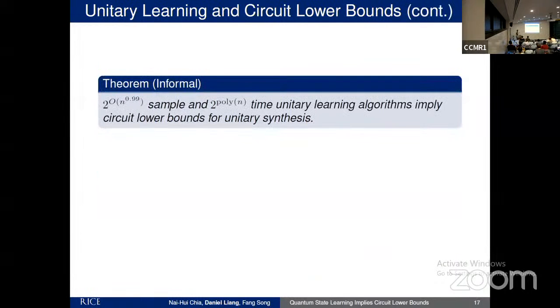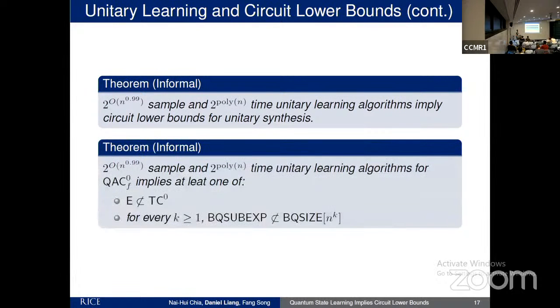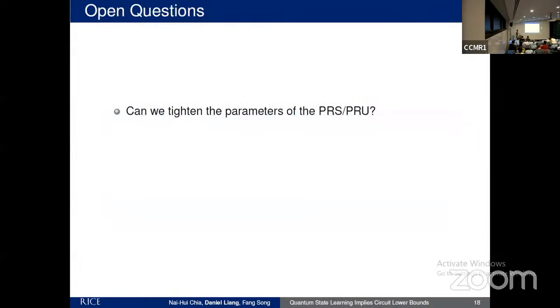And this is the formal statement, or slightly more formal statement, that slightly non-trivial learning algorithms for unitaries will imply circuit lower bounds for unitary synthesis. And the same is true for decision problems, and that requires a follow-up to the follow-up of the Robert Huang and Fermi Ma paper. So that one will take a while to come out. Yeah, so that basically wraps up what I wanted to say.